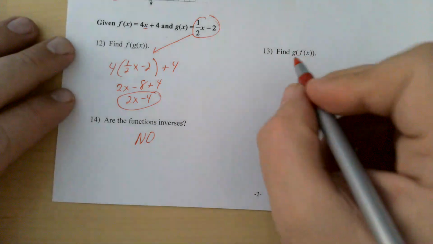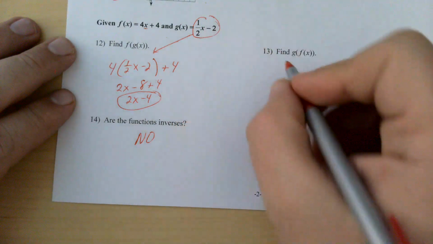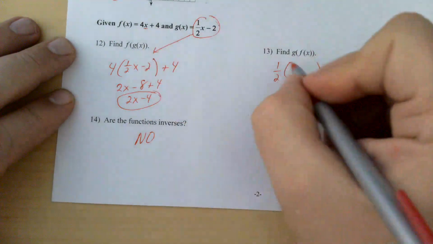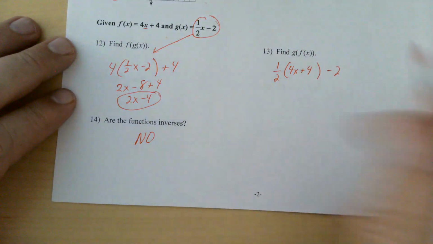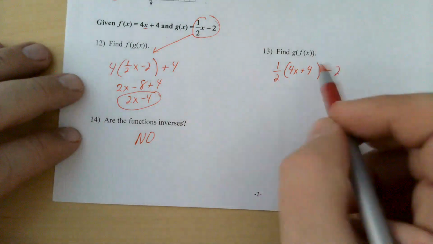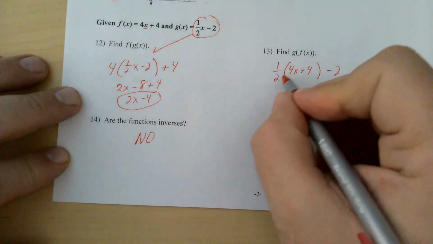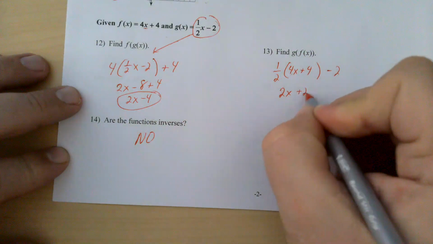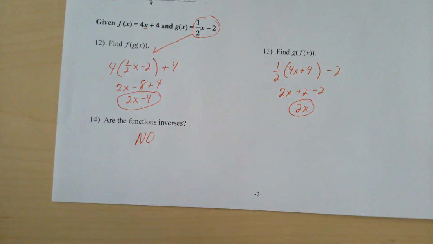Okay, so let's just check the g of x. So g of x is 1/2 times something minus 2. Well, that something is going to be this rule. Okay, and again, I clean it up. I just clean up by getting rid of parentheses, combining like terms. So I take half of this, I get 2x. I take half of 4, I get a 2. And then minus 2, that simplifies to a 2x.